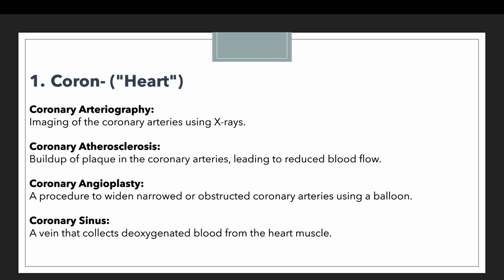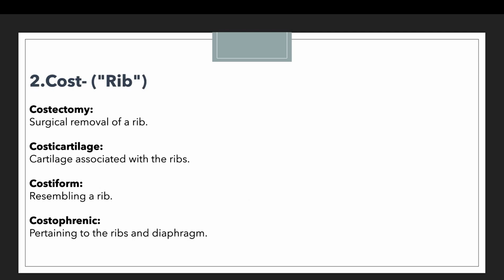Okay, so this is all about the first prefix. Now we will look at the second prefix. The second prefix is cost. Cost means something related to ribs. For example, costectomy. Now, what is costectomy? Costectomy means surgical removal of a rib.